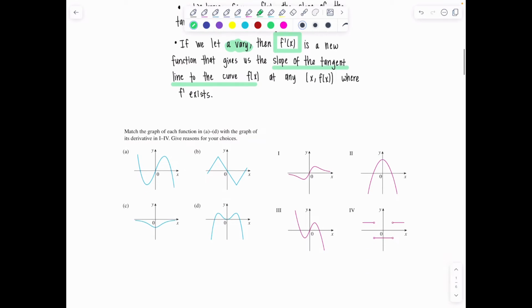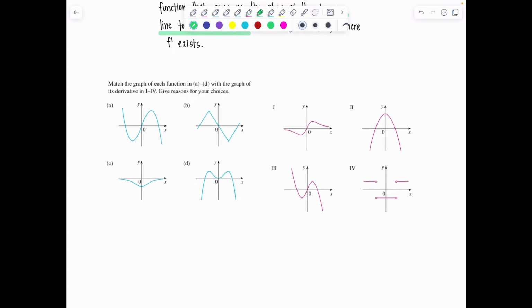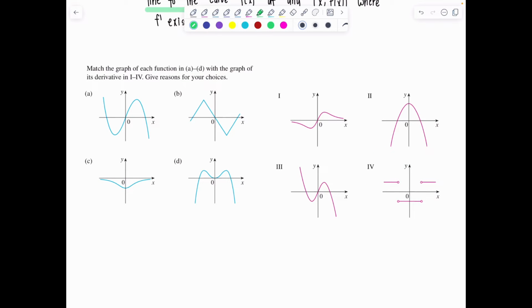First here, match the graph of each function, a through d, with the choices of the graph of its derivative, 1 through 4, and then give reasons for your choices. So over here, these four are all f of x's, and then you have to tell me which ones are their derivatives over here on the right.